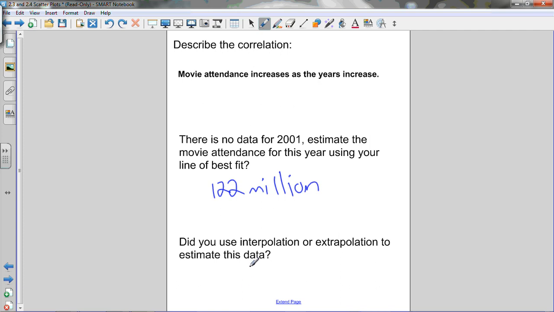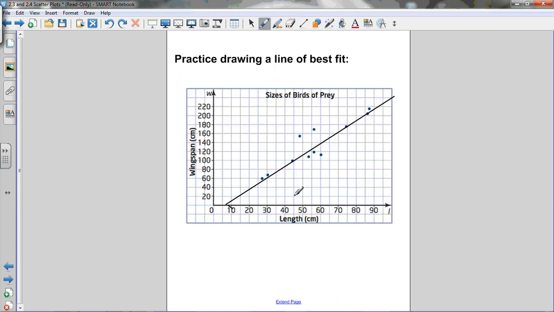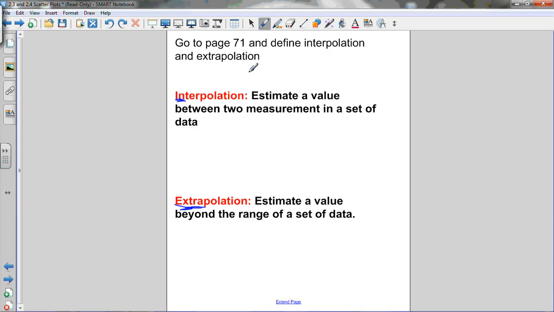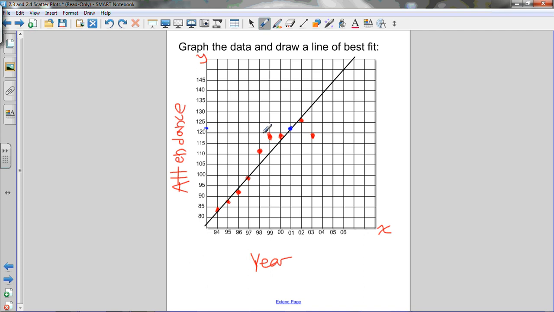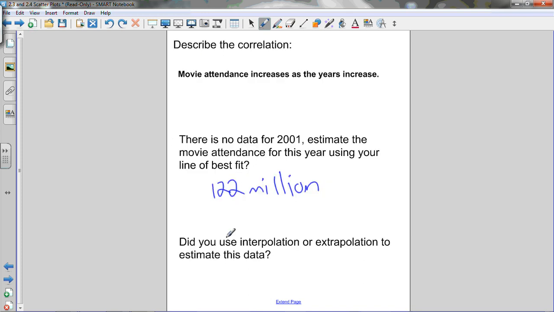So is this estimation that we did, was that an interpolation or an extrapolation? Look back to our definitions. Interpolation is when we estimate a value between two measurements in a set of data, and extrapolation is when we estimate a value beyond the range of a set of data. So here, we estimated a value between data. There's data to the right and data to the left. We estimated a value between there, so that's interpolation.